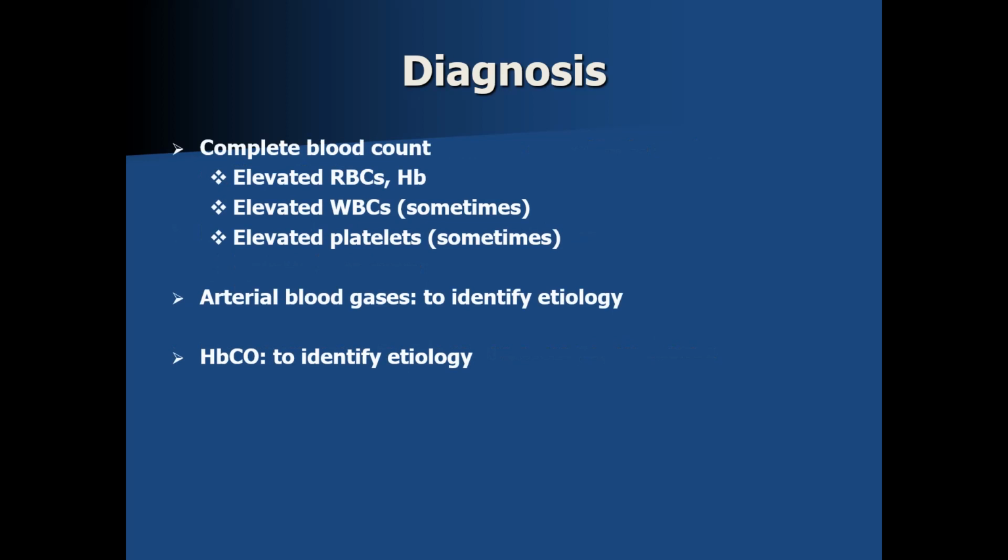The complete blood count for a patient with polycythemia will reveal elevated RBCs and hemoglobin, but also sometimes the white blood count as well as the platelet count will be elevated. It may be helpful in some patients to do arterial blood gas to identify hypoxemia as an etiology, and even the carboxyhemoglobin for the same purpose.